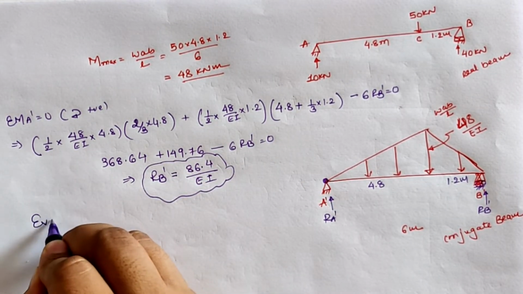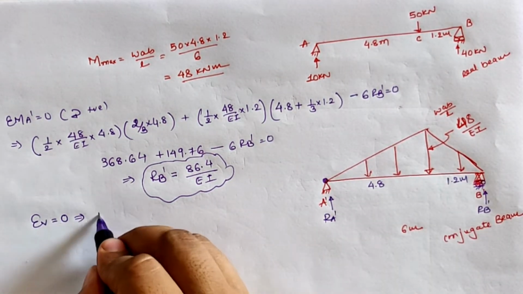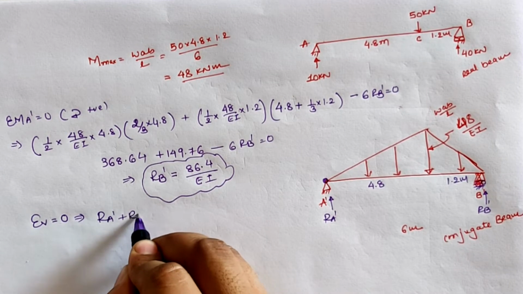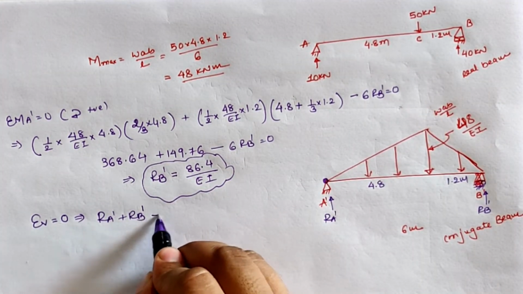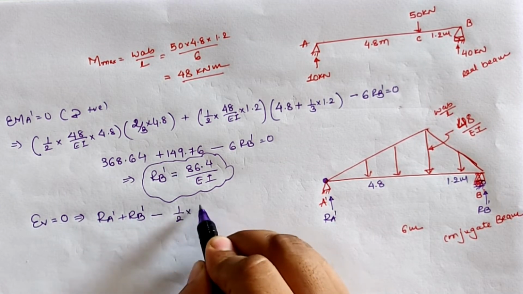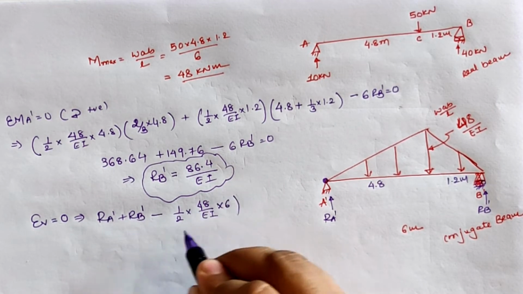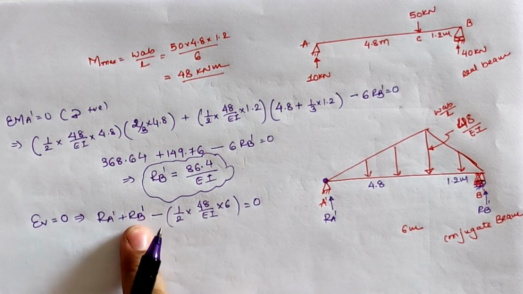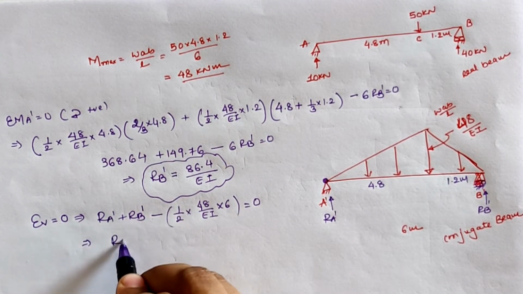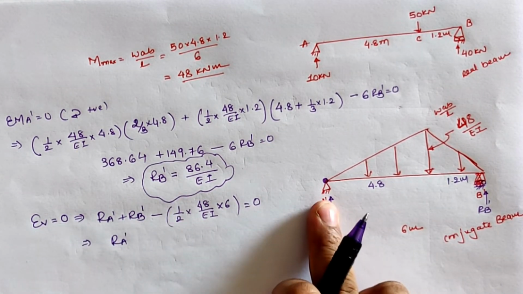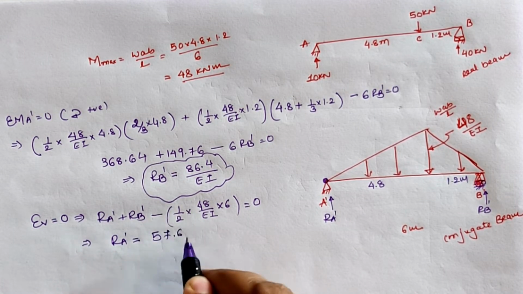Similarly, if we take sigma V equal to 0, then RA dash plus RB dash in the upward direction and the total triangular loading in the downward direction, which is negative 1/2 into loading of 48 by EI and total span of 6 meter. Now replacing the value of RB dash as 86.4 in this equation, we will have the reaction at location A as 57.6 by EI.